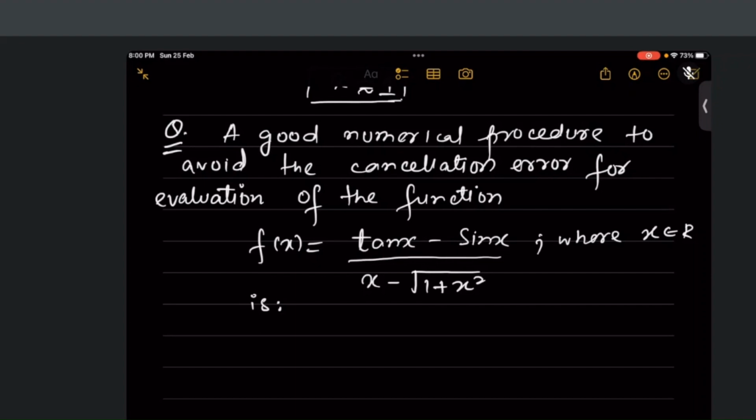Sorry, I forgot to mention where x belongs to R and x is near to 0. This is important. Okay, x is near 0.